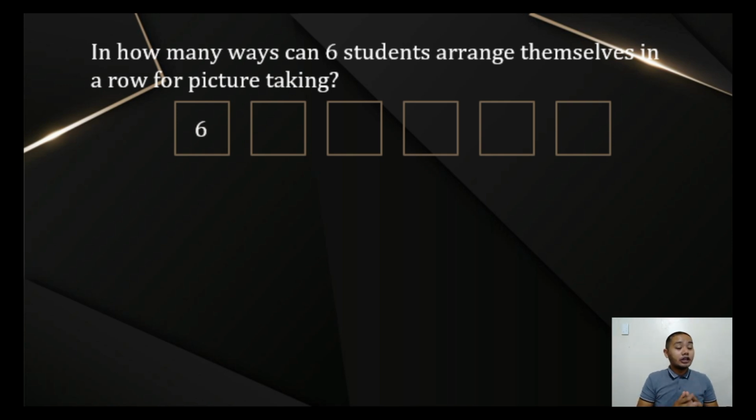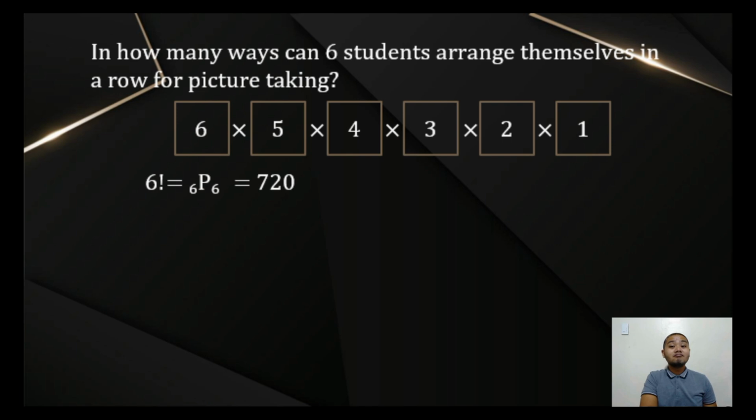Doon naman sa pangalawang position, since meron na tayong nailagay doon sa first position, 5 na lang ang pinagpipilian. Sa pangatlong position, 4 na lang ang pinagpipilian. Tapos, 3, 2, and then 1. Imumultiply ko lang sila. So yung 6 times 5 times 4 times 3 times 2 times 1, that is actually the same with 6 factorial. And 6 factorial, using yung permutation, is the same with the permutation of 6 taken 6. So in that case, ang magiging sagot natin dito is 720 ways. Napakadali, di ba? Next doon tayo sa pangalawa.